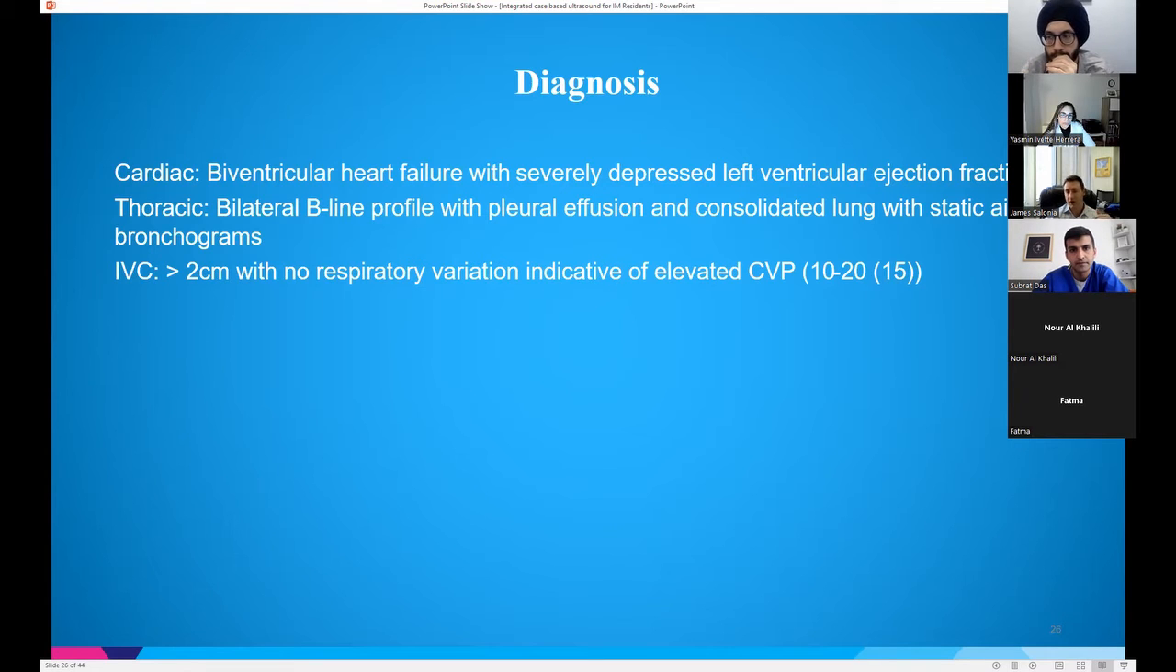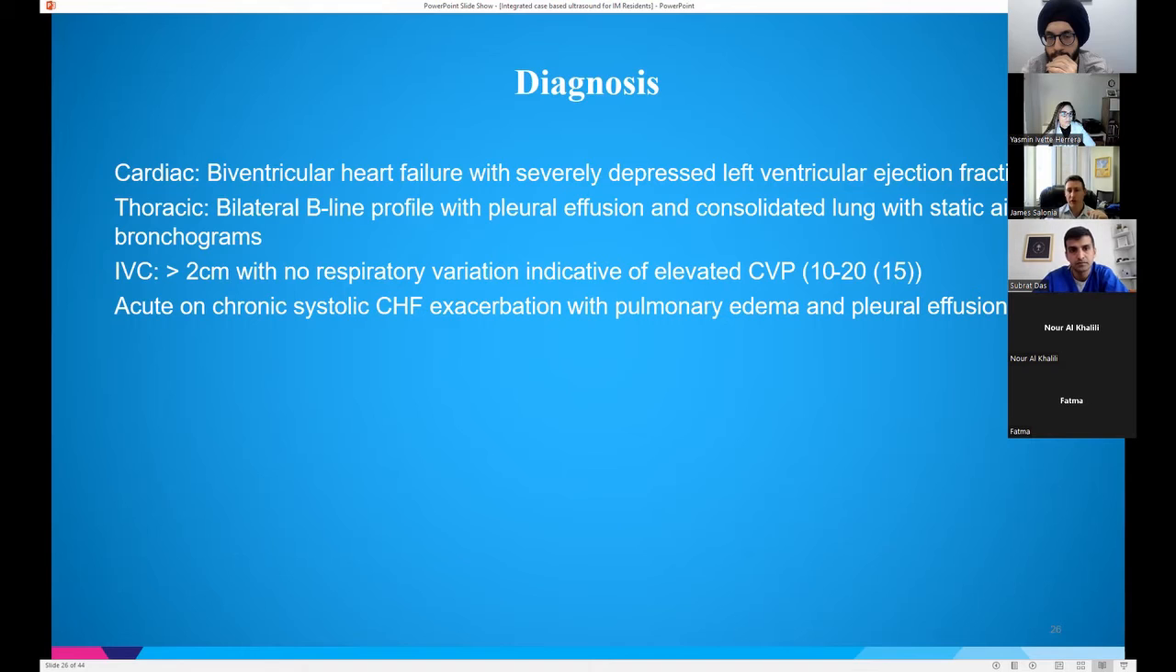Again, very, very important for advanced echocardiography. So acute on chronic systolic heart failure with pulmonary edema and pleural effusions, just like you said, Yasmin. So we talked about this.